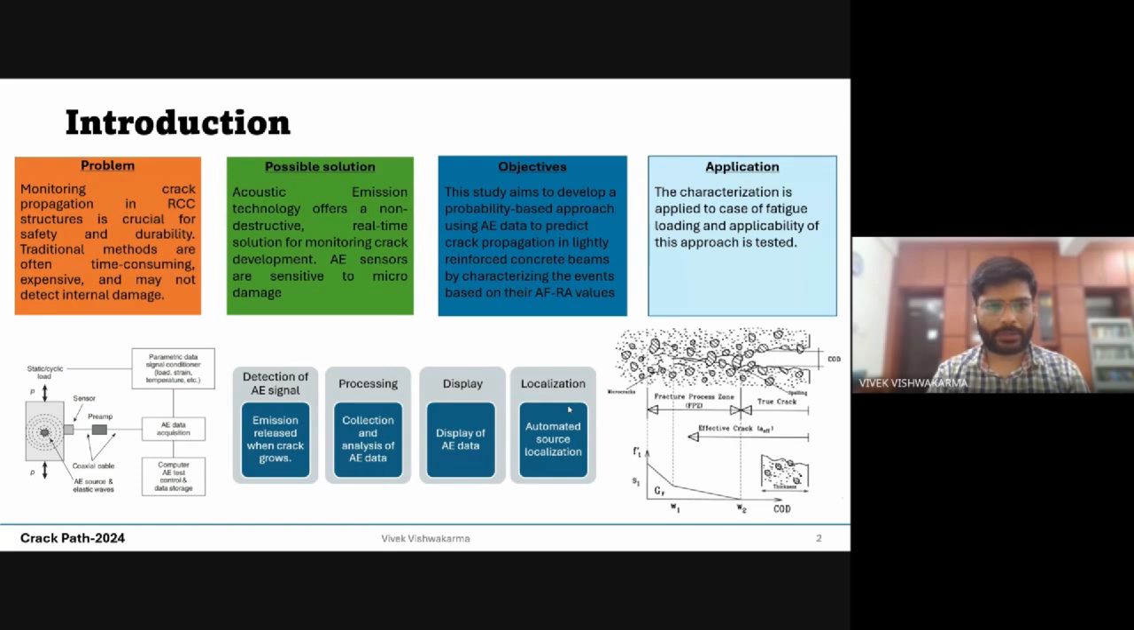The motivation for this study is that this is part of a wider study which I am carrying out for my PhD work, in which my specimens are going to be submerged in saline solution. So I have very limited options available for crack path monitoring or crack attributes monitoring. So this problem statement was to monitor the crack propagation in RCC structure.